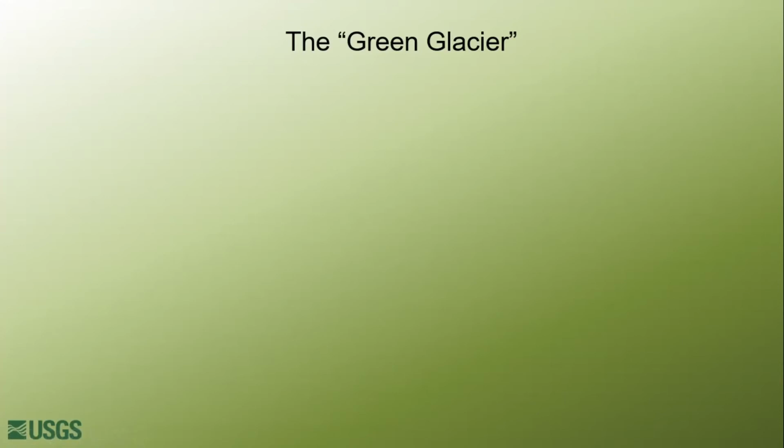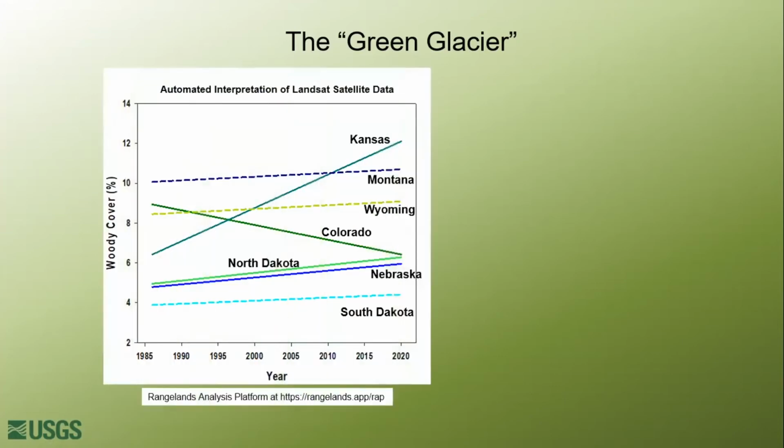A thorough investigation of the degree of woody encroachment in grasslands of the northern and central Great Plains, my focus area, has not been done. However, a quick run of the Rangeland Analysis Platform app, which you can access online at the website on this screen, shows that shrub and tree cover have increased significantly in the Great Plains portions of Kansas, North Dakota, and Nebraska between 1986 and 2020, as shown by the solid lines in this graph.